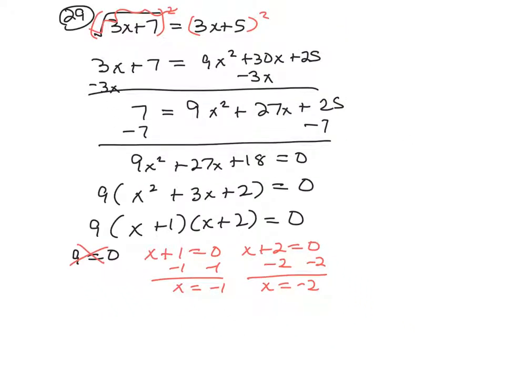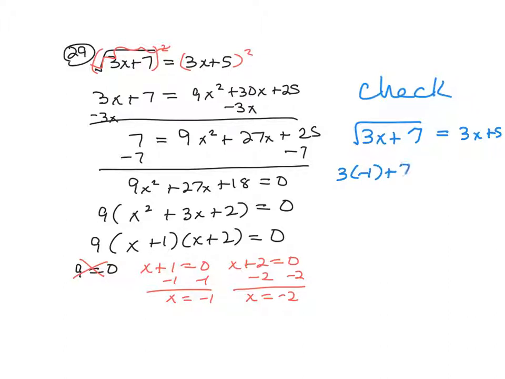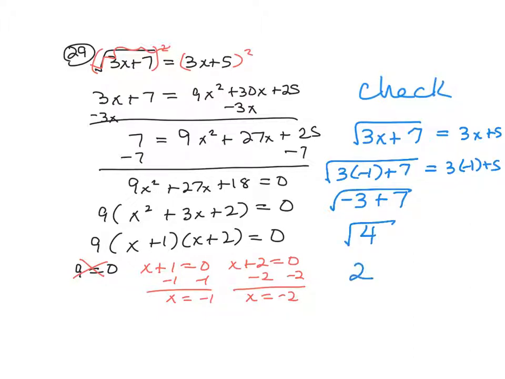Again, I need to check my solutions. So I'll first plug in negative 1. Again, my original problem was the square root of 3x plus 7 equals 3x plus 5. I'll plug in negative 1: the square root of 3 times negative 1 plus 7, equals 3 times negative 1 plus 5. The left side was under the radical. Negative 3 plus 7, I get 4. Square root of that, I get 2. The other side I'll simplify.